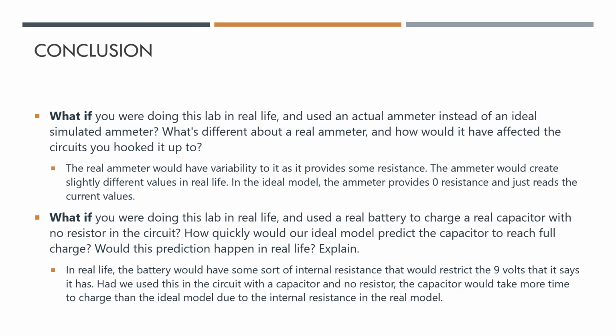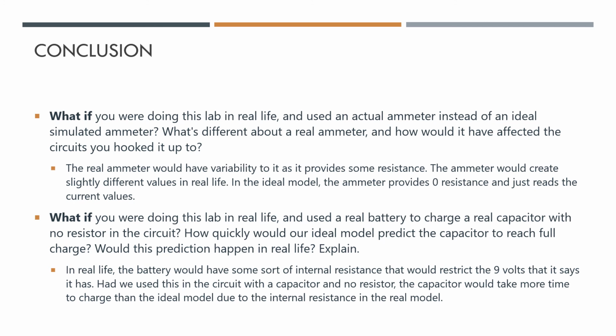So to conclude the experiment, there are 2 major questions that we want to reflect on. The first is, what if you were doing this lab in real life, using an actual ammeter instead of an ideal simulated ammeter? What's different about a real ammeter, and how would it have affected the circuits you hooked it up to? So the real ammeter would have had variability, as it does provide some resistance in real life. The ammeter would create a slightly different value in real life, and in the ideal model, the ammeter provides 0 resistance and just reads the current values going through the circuit.